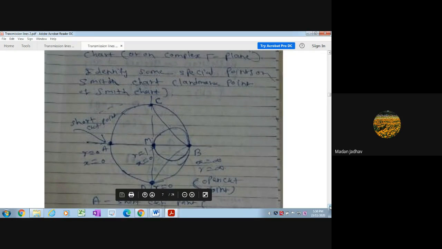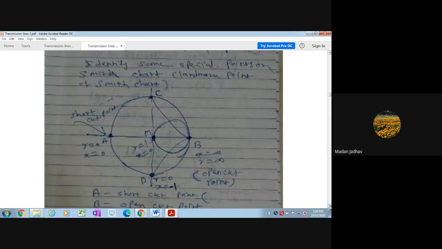Okay, to identify some special positions of the Smith chart: here, R is equal to 0 and X is equal to 0. This is the short circuit point. Short circuit means that your ZL is equal to 0. The left extreme point on the Smith chart is the short circuit point, and the right extreme is the open circuit point. For this one, R is equal to infinity and X is equal to infinity.